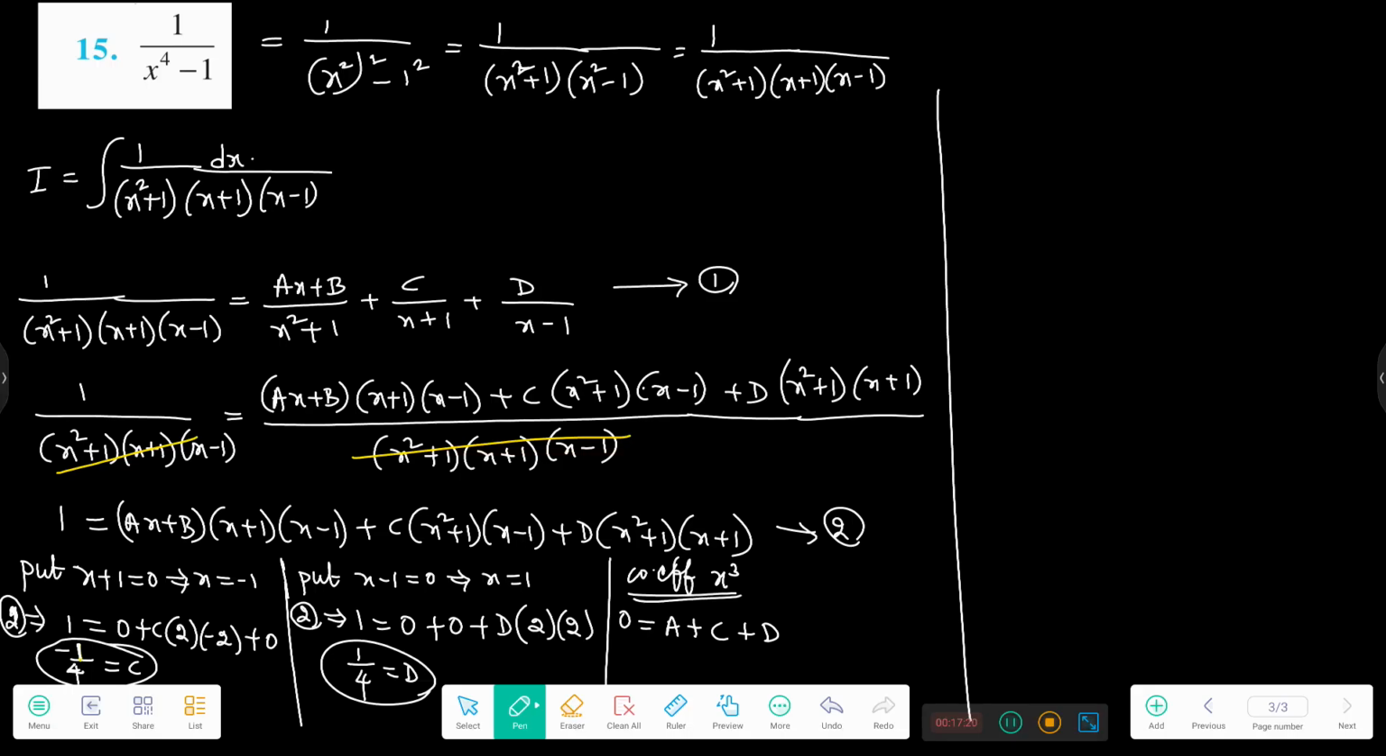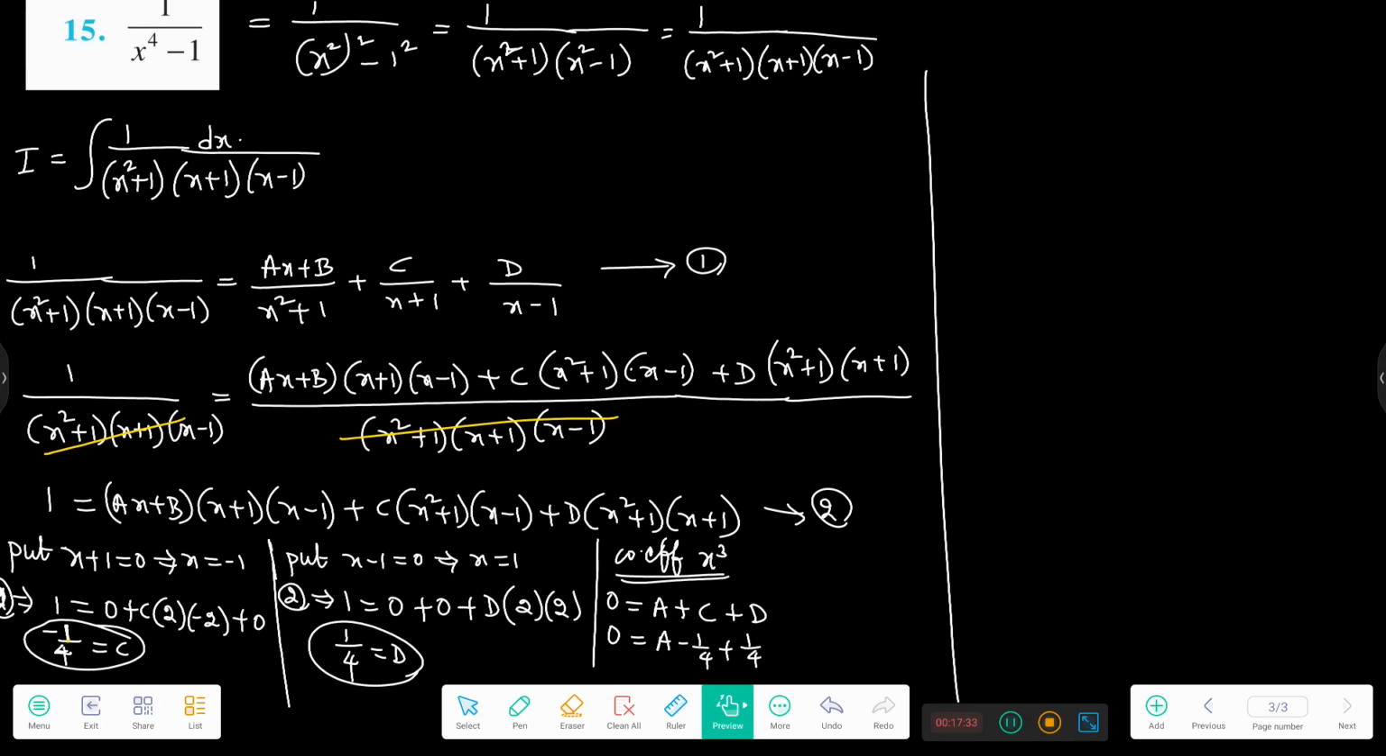So a value we don't know, C value is minus 1 by 4, and D value is plus 1 by 4. Then what will you be getting for the a value? 0. So 0 is equal to a, because plus a by 4 minus a by 4 cancel. Then a value is 0.